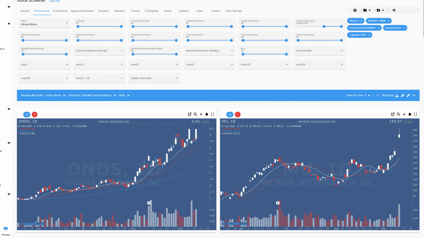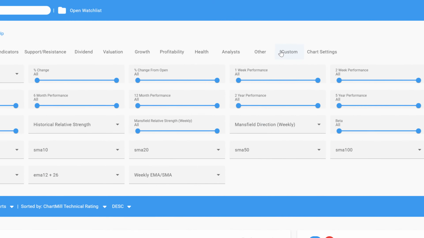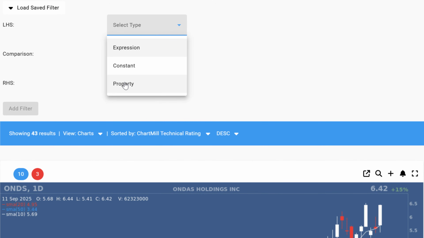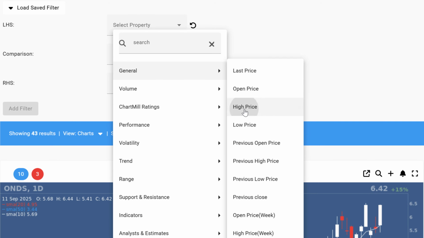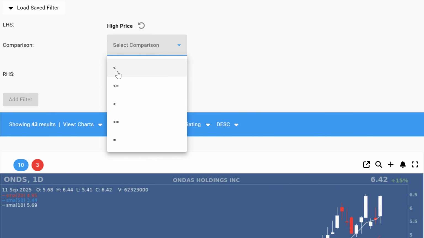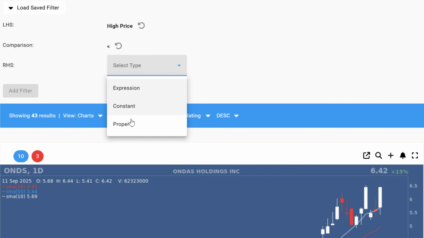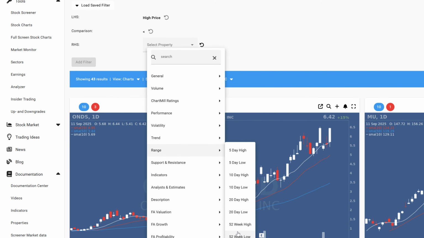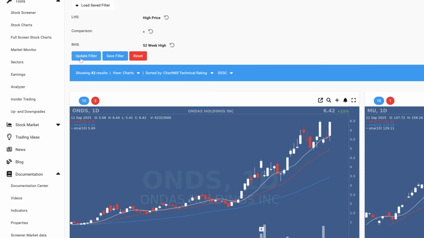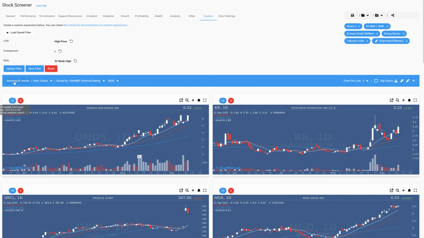Now let's add a custom filter. Open the Custom tab and set it like this. Left-hand side, Property, General, High Price. Comparison, less than. Right-hand side, Property, Range, 52-week high. Then click Add Filter. This ensures we exclude stocks that just touched their 52-week high yesterday.